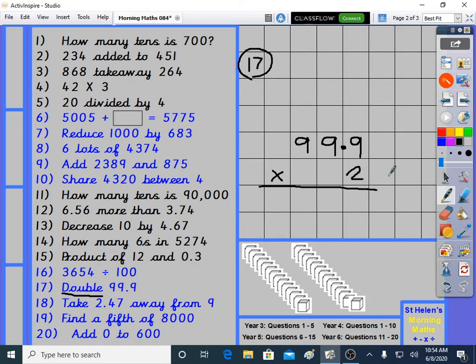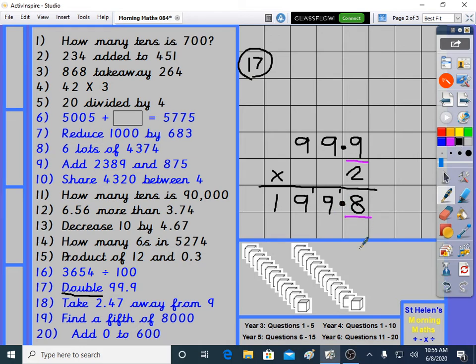99.9 times 2. So 2 times 9, 18. 2 times 9, 18 plus 1, 19. 2 times 9, 18 plus 1, 19. 1,998. Does that sound right? 99 and a bit times 2 is 1,998. Definitely not, because there's a decimal place there, which is a number after a decimal point, so there needs to be a decimal place in the answer as well.